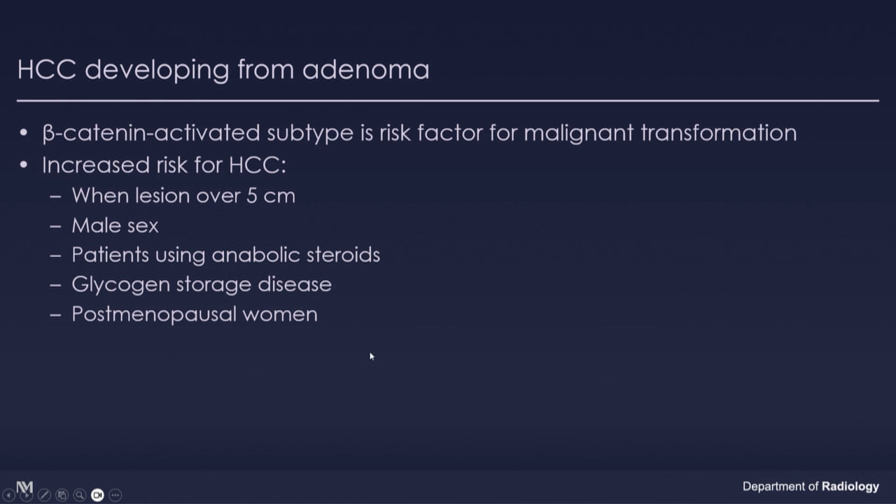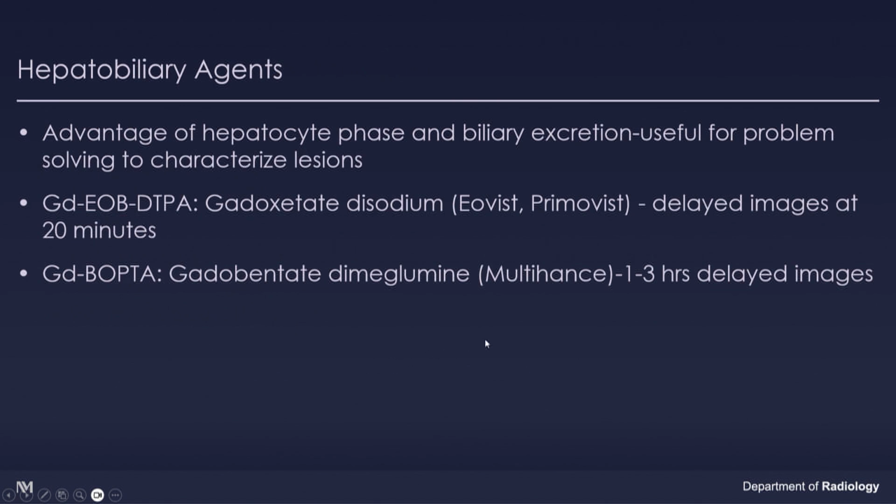Let's talk about hepatobiliary agents. There's certainly advantages of hepatobiliary agents. We use it selectively, not in all patients, but it has the advantage of having a hepatocyte phase and biliary excretion. We use it for problem solving. There's two types. Certainly there's gadoxetate disodium, also referred to as Eovist, where you get delayed images at 20 minutes. And there's also gadobenate or MultiHance. We don't routinely use this. We used to use it, but you need to wait an hour to 3 hours, which obviously is not ideal.